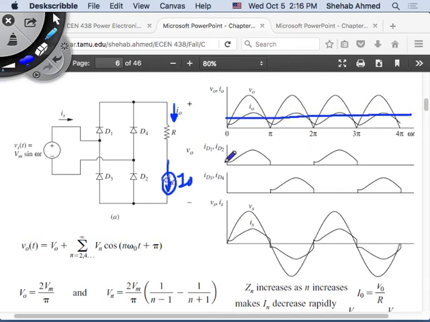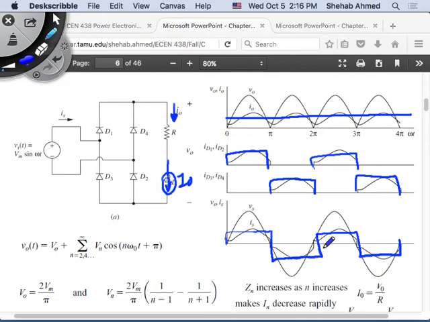So now what will the diode currents look like? Exactly. Right? And how about my supply current? Square wave. Right?